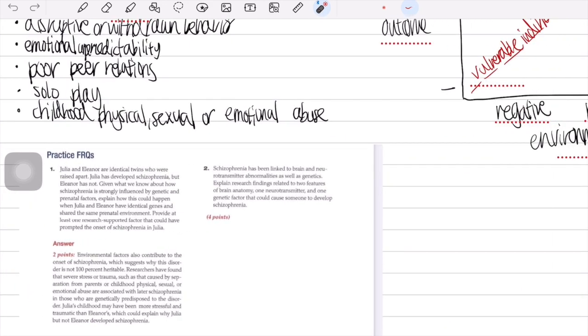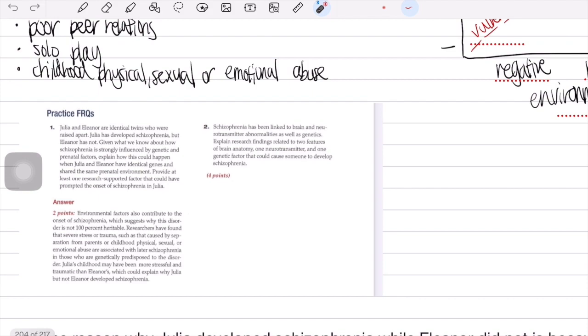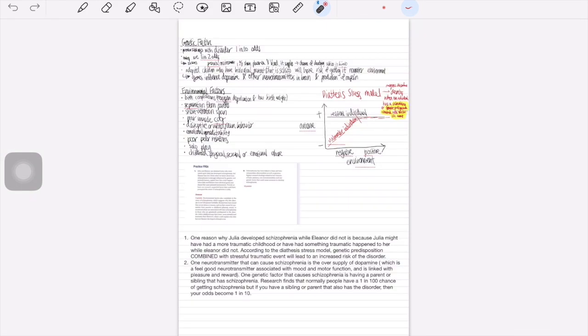And here are 2 FRQ questions for you to practice.